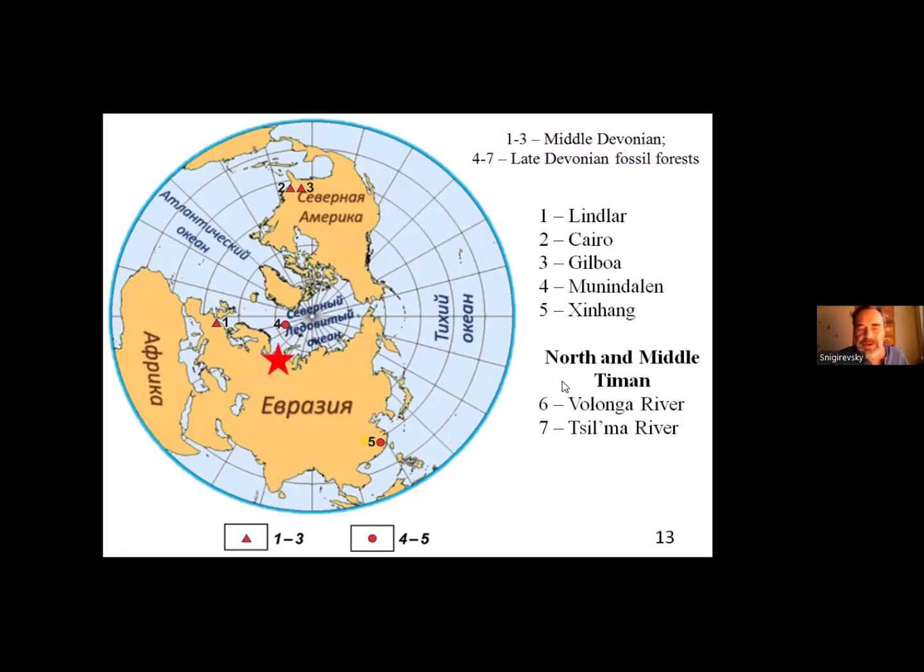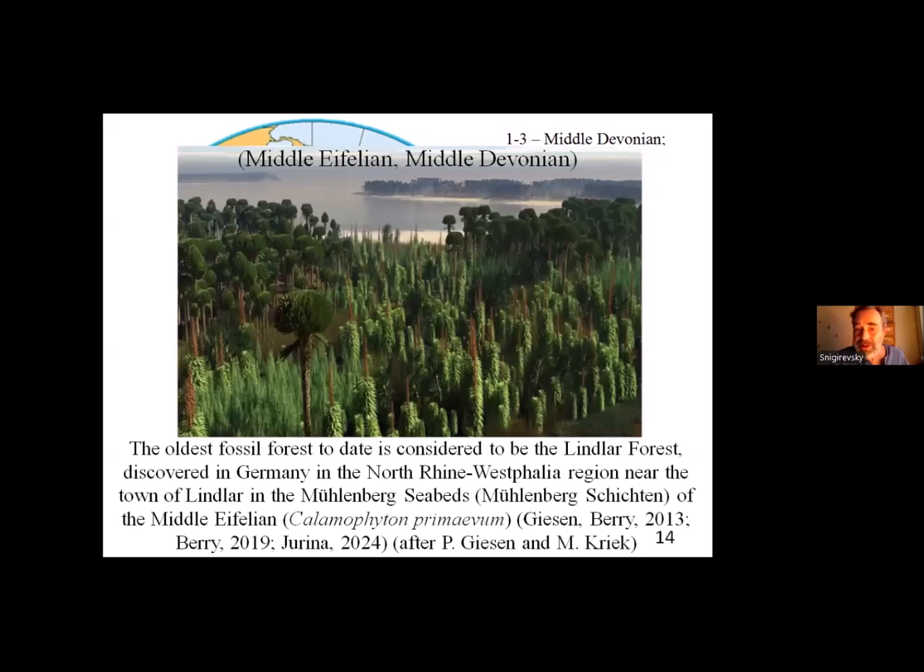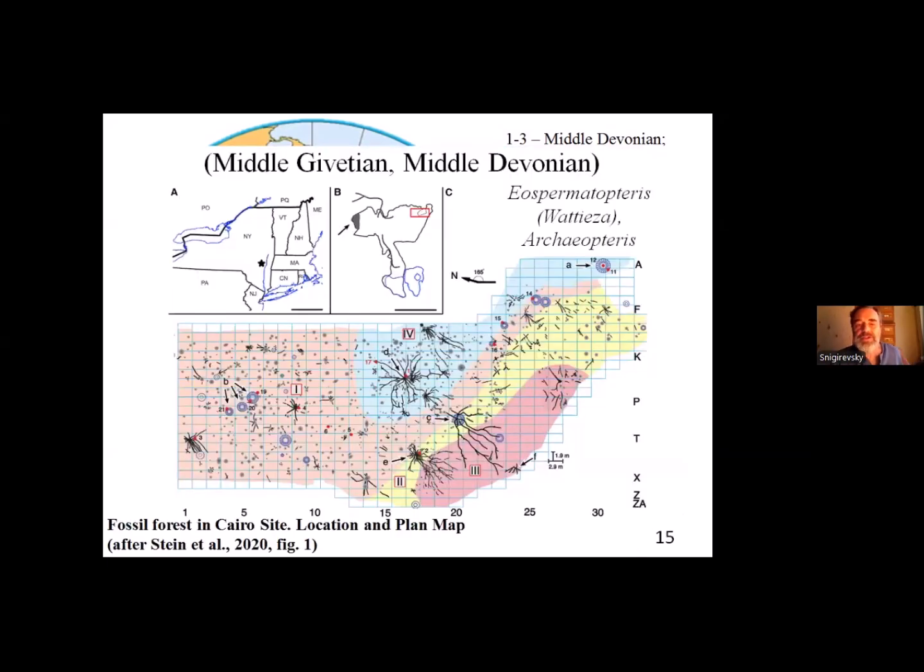Here is the Middle Devonian, Middle Eifelian, the oldest fossil forest in Lindlar, Germany, in the Mühlenberg-Schichten, Middle Eifelian. This forest was dominated by Calamophyton primaevum. The other one is from North America.